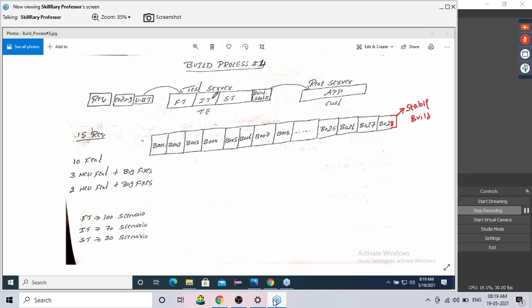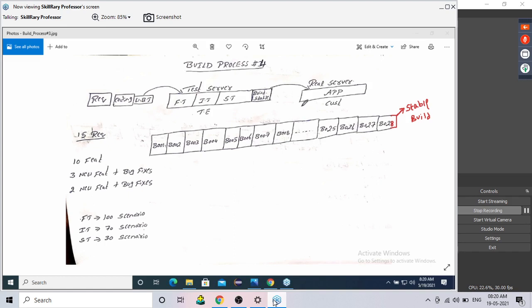Once the build is installed, generally in interview what we say is, once the build is installed in the test server, we do one round of functional testing, one round of integration testing, one round of system testing until the build becomes stable. Once the build is stable, we move it to the real server or the production server. That also everyone knows, and the customer starts using the application.